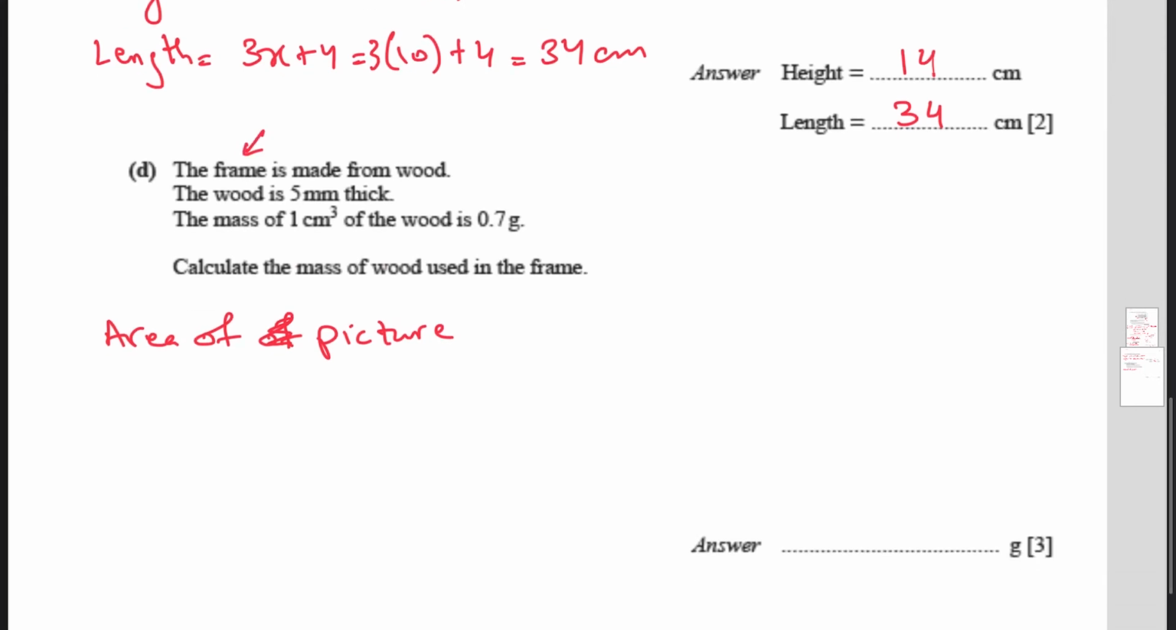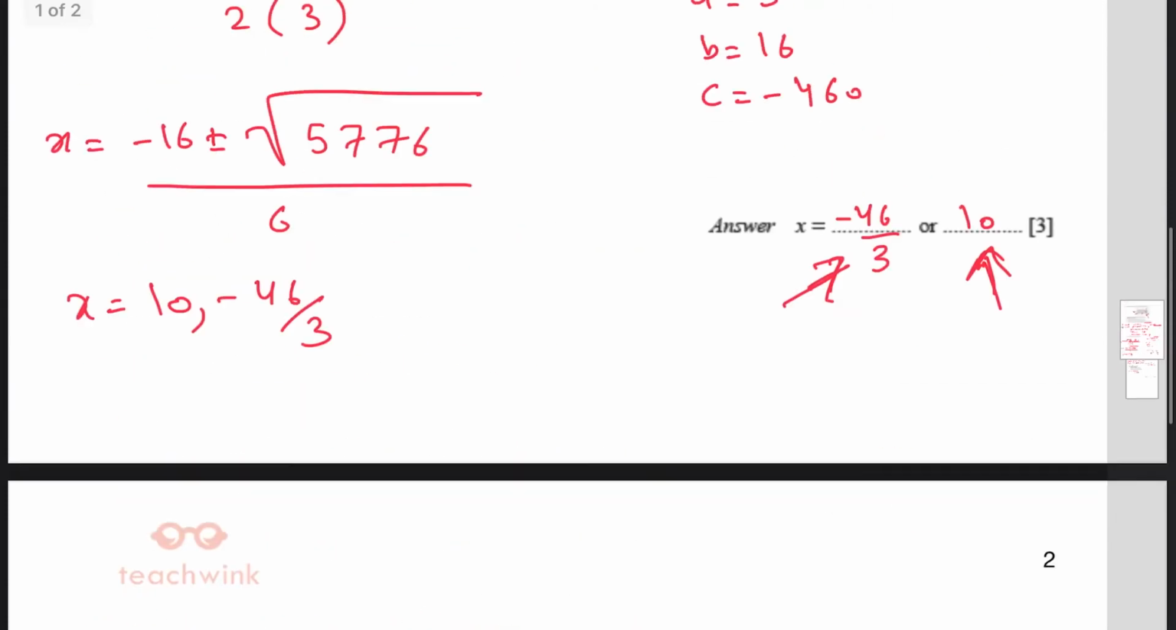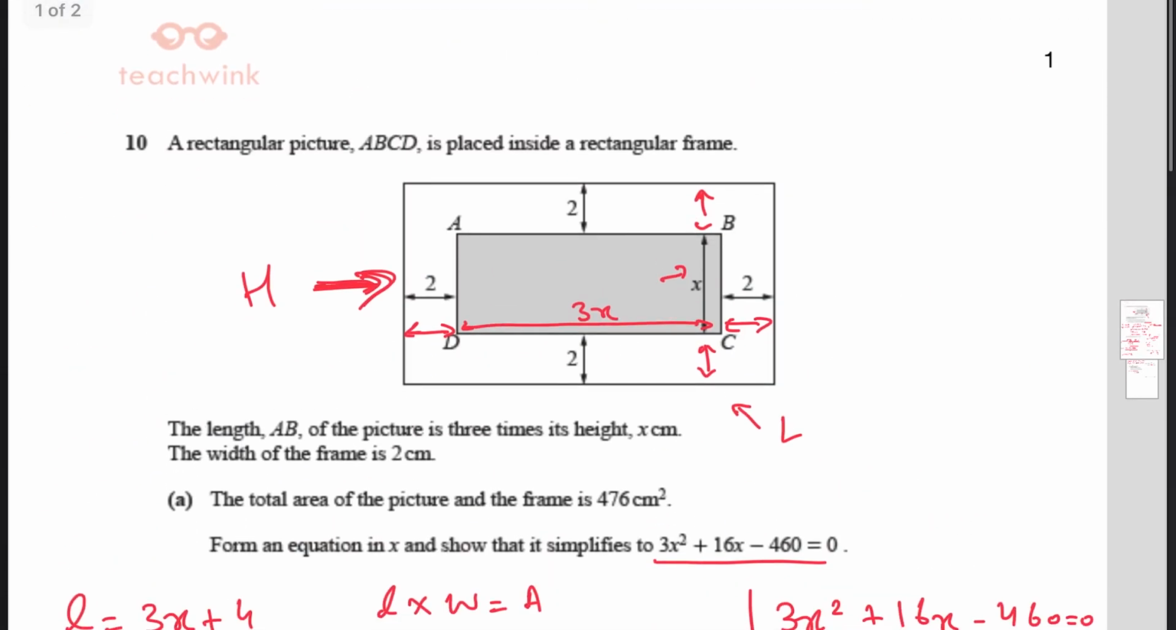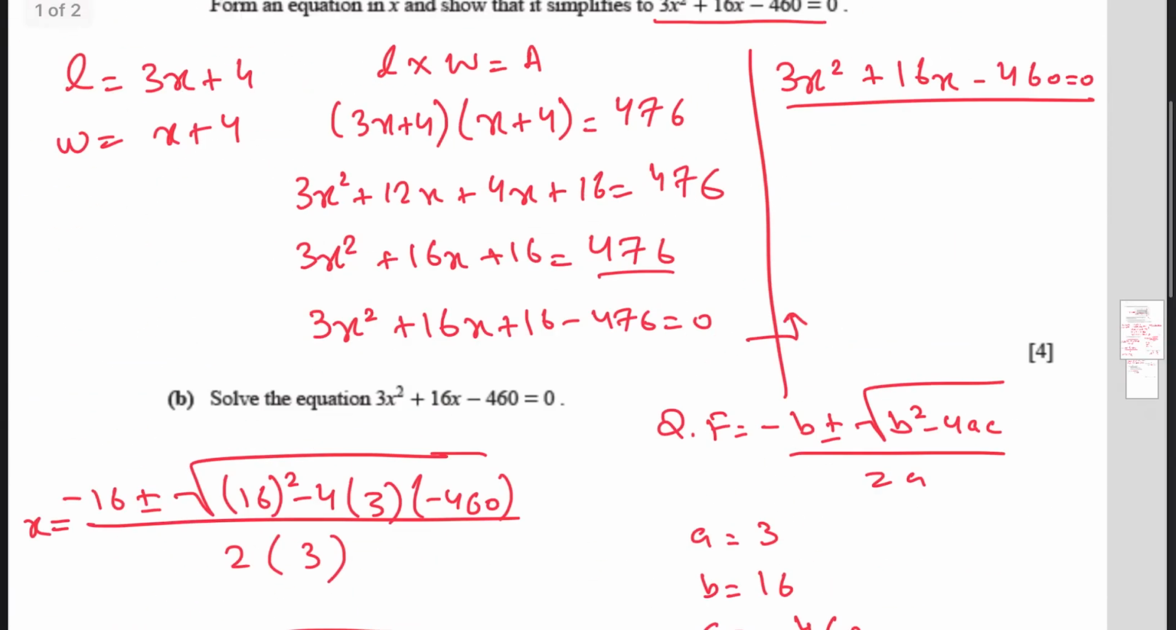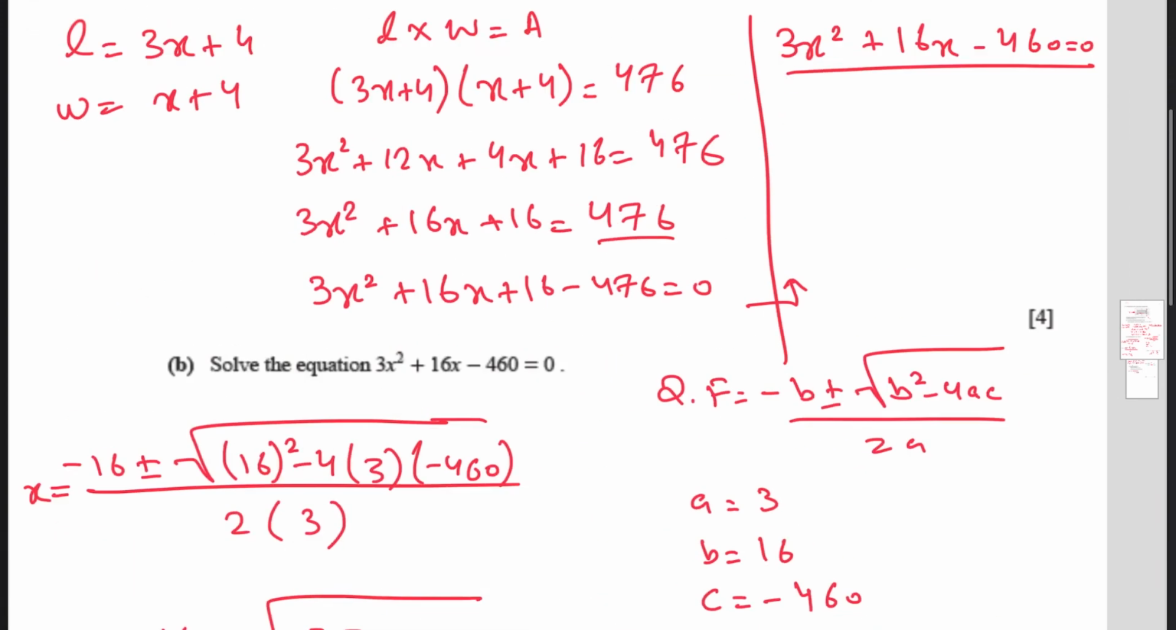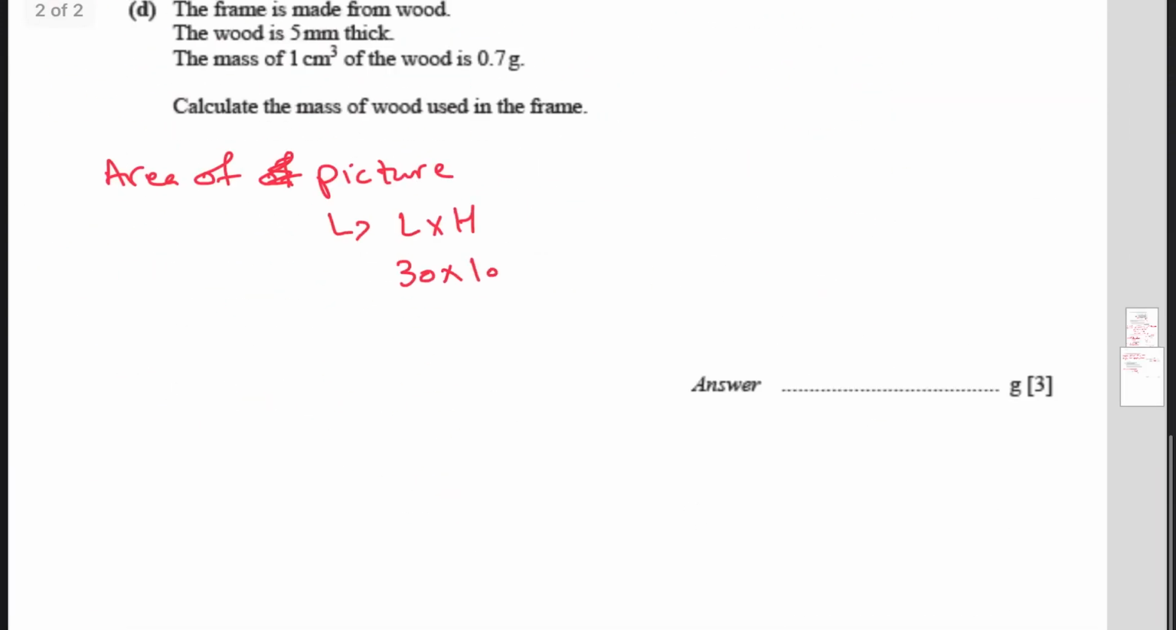Okay, so the area of the picture can be found by multiplying length and the height. The length of the picture over here is 3x, which makes it 30. So you do 30 times the height, which is of course x, which makes it 10. So you do 30 times 10, which gives you 300 centimeters square. This is the area of the picture.